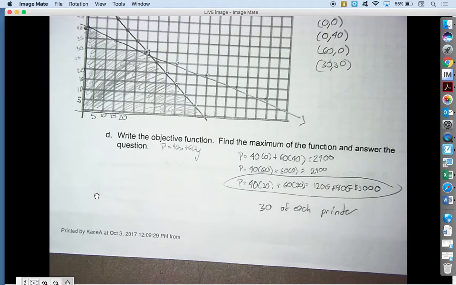And when you plug them in, I only plugged in the 3 because with (0, 0) you just get a 0 answer. So they would make $0 if they actually made 0 printers of each. If they just made 40 laser printers, they'd make $2,400. If they made just 60 inkjet printers, they would make $400. And if they made 30 of each, they would make $3,000. So maximum profit would be $3,000.